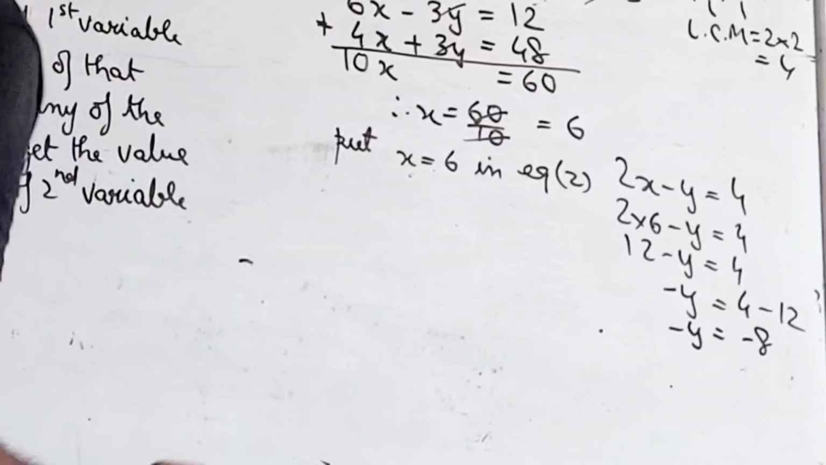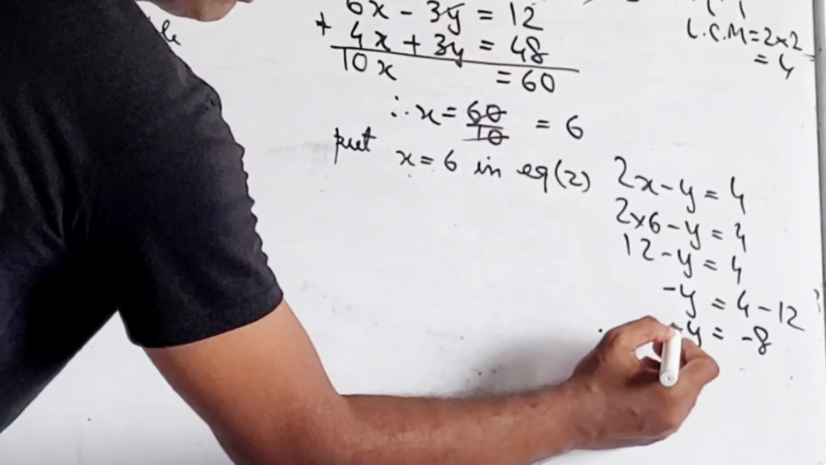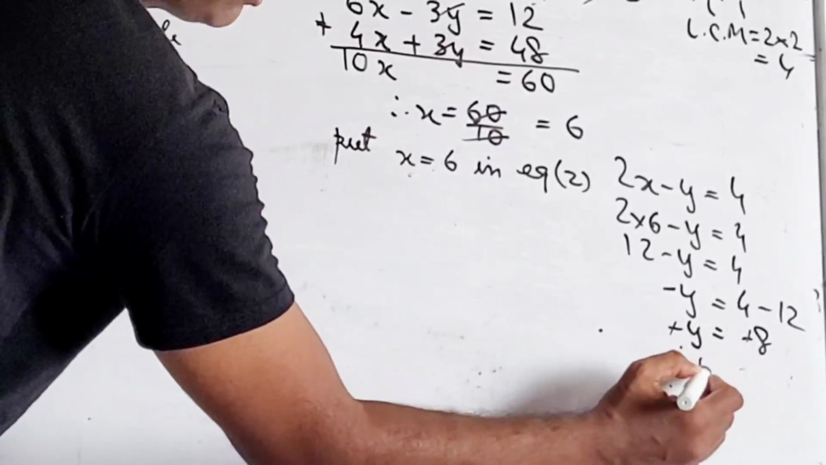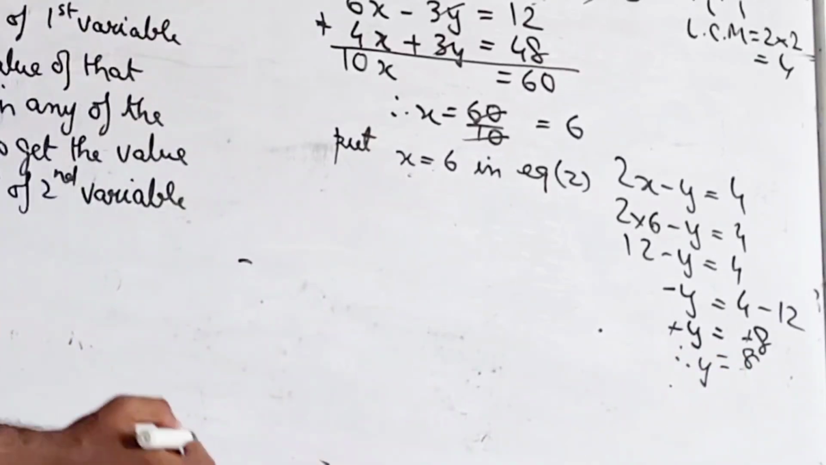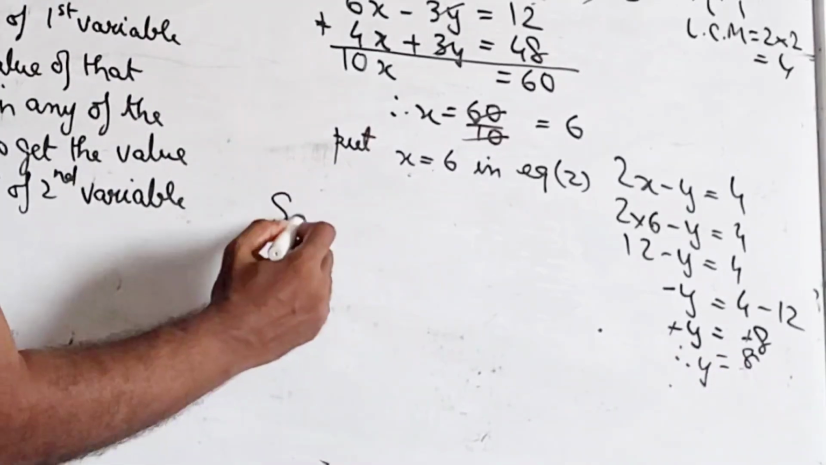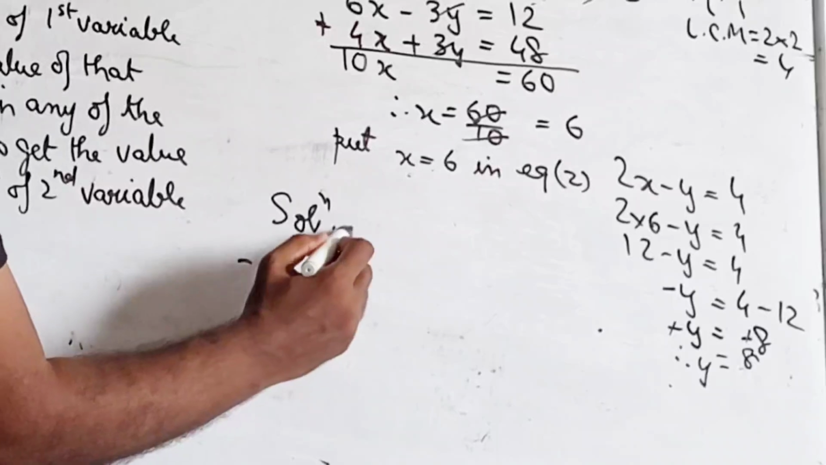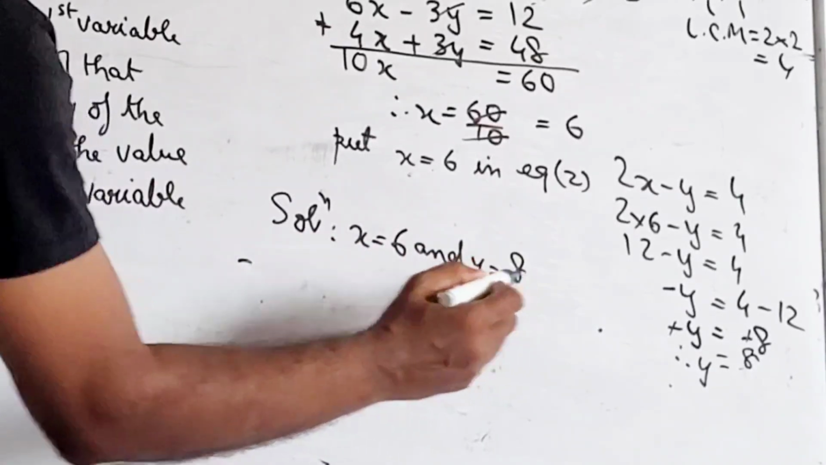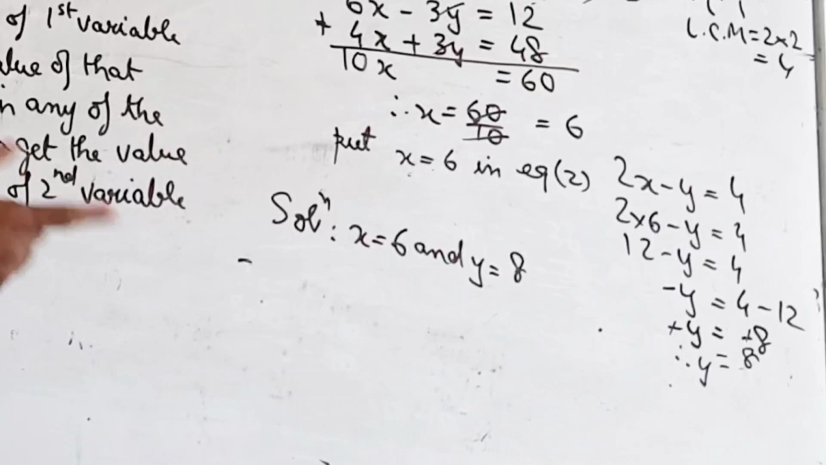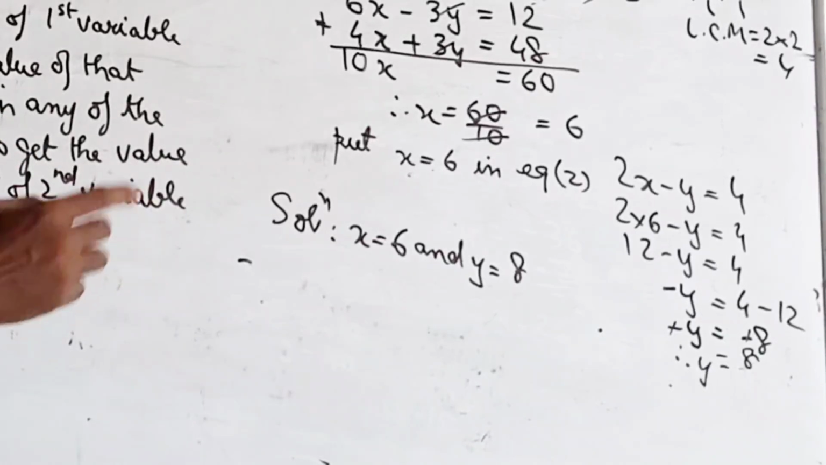Put sign of the bigger number. So minus sign from both sides will be gone. So y will be equal to 8. So the solution, what you can say is x will be 6 and y will be equal to 8. You can check for yourself whether what you have done is right or wrong. How can we check?